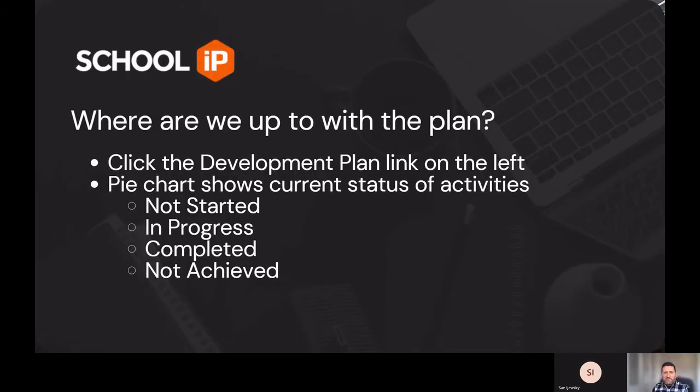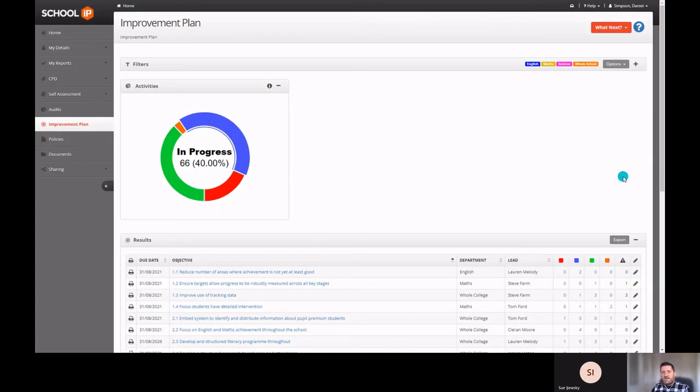So where are we up to with the plan? To access the plan at any time, click the development plan link on the left of the screen. The pie chart shows the current picture of where we are in terms of activities being not started, in progress, completed, or not achieved. And this is what it looks like. I like this view as it ensures our plan becomes a living, breathing document that we can all contribute to. You can also gain a printout of your plan by clicking What Next, followed by Reports.